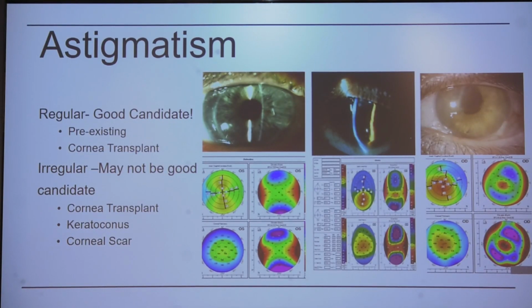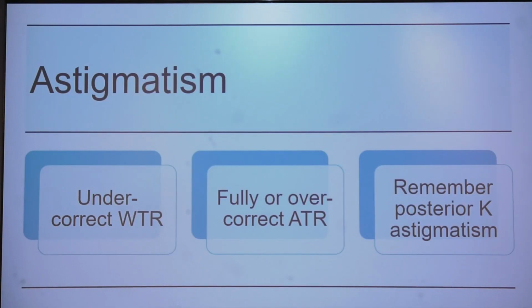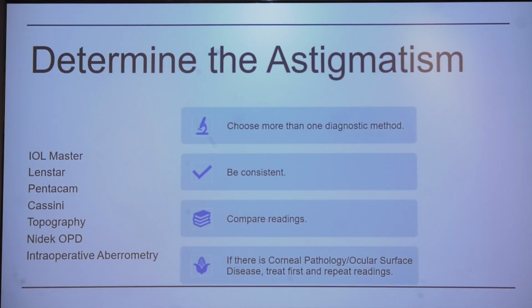Astigmatism. You need to look at the astigmatism and decide, is it regular or irregular? Even with some cases of irregular astigmatism, such as keratoconus, for example, you can still obtain a good result with a toric lens. Sometimes, though, it's too irregular, and then a toric lens is not going to give you what you want. The usual rules with astigmatism apply. Undercorrect with the rule, fully or overcorrect against the rule, and also remember about posterior corneal astigmatism.